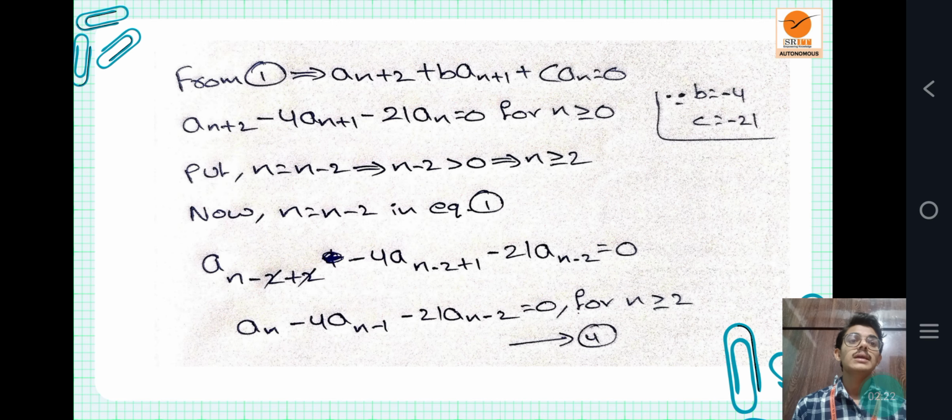From equation 1, a(n+2) + b·a(n+1) + c·a(n) = 0. We already know that b = -4, c = -21. Substituting the b value and c value, we get a(n+2) - 4a(n+1) - 21a(n) = 0.